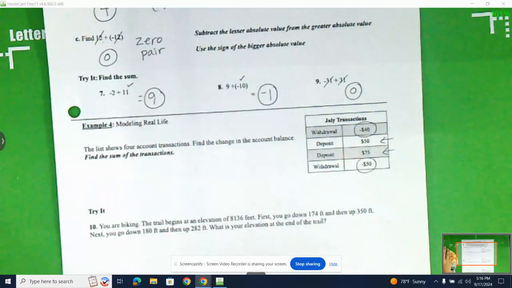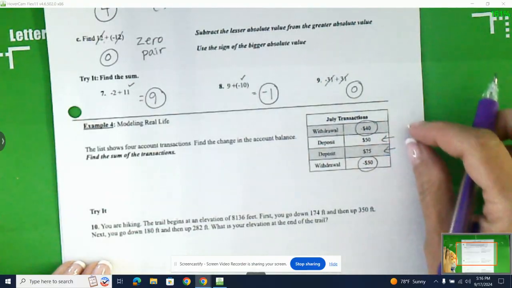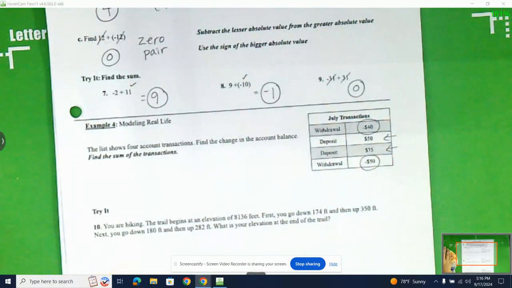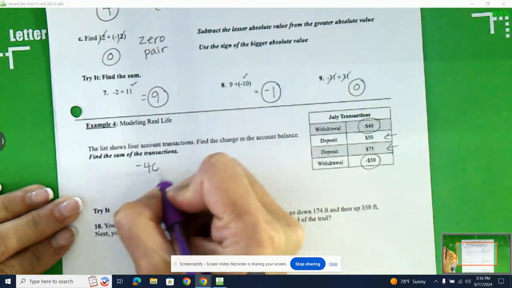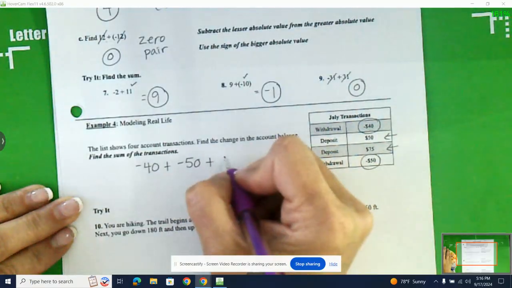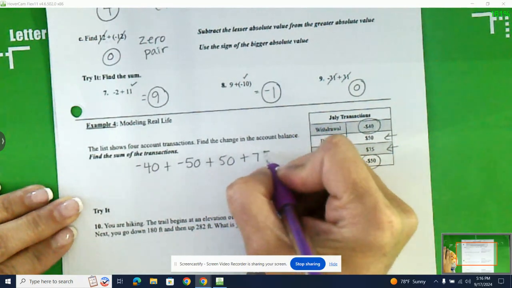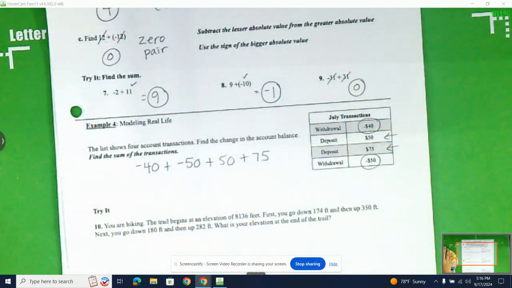The easiest way to get the sum of all of these numbers is to reorder them so that you're adding your negatives together, adding your positives together, and then taking their difference. So what I'm going to do is I'm going to write -4 plus -50 plus 50 plus 75. And actually, I already see a 0 pair there. I see my -50 and 50, so I could just cross them out, and then I would take the difference of these two numbers. As a matter of fact, let's just do it that way.